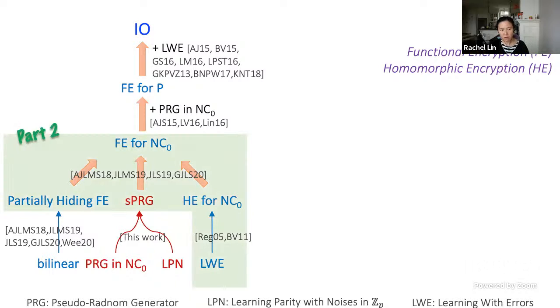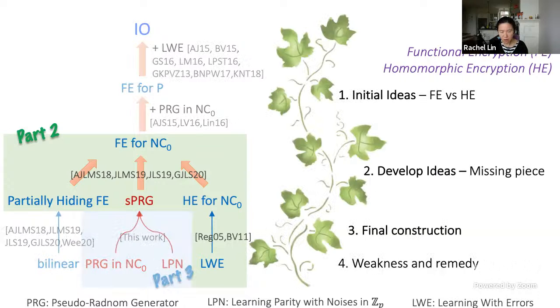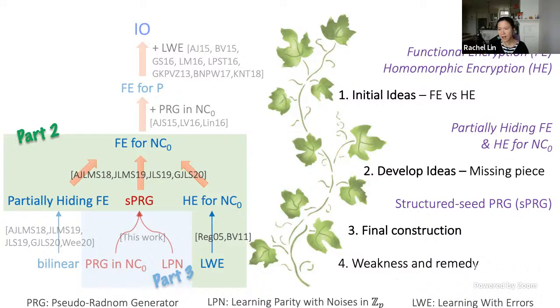Okay. So the focus of this part is to show you how to use those intermediate objects to get to functional encryption for NC0. And then Ayush is going to show you how to build structure seed PRG. Okay. So I am not going to throw at you the definition of all those intermediate objects all at once. Rather, I will try to develop ideas step by step and introduce those objects along the way. So hopefully it's clear what the purpose of each of the objects is. And to start, I will first define functional encryption and homomorphic encryption quickly. And by contrasting those two primitives, we'll get initial ideas for how to approach functional encryption. And then later on, I will introduce these other objects.